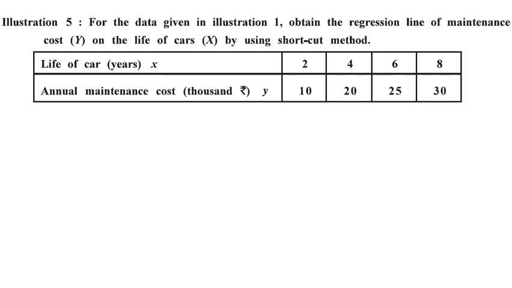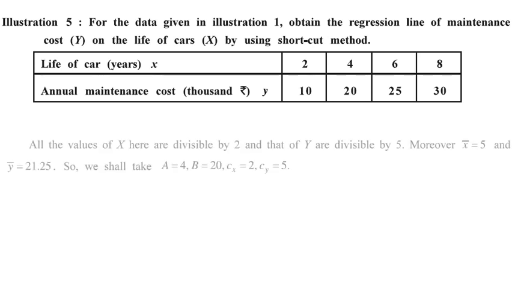So what are we going to do? We are going to use the UV method, in which we will be dividing x by 2 and we will be dividing y by 5. It would be something like this, that x bar is 5, y bar is 21.25. We will take a as 4. You can take a as anything you want, I don't have any problem in that, but we are going to divide our x by 2. That means you can't take an odd number for a.